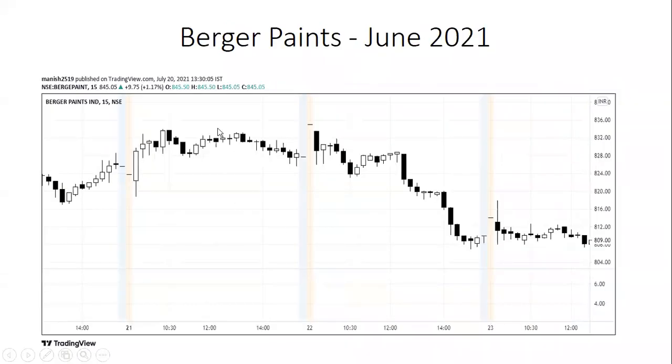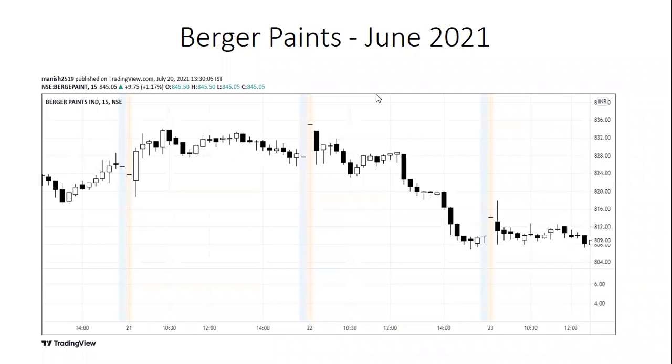Berger Paints. Now here we will also discuss the entry point, and we will also discuss stop loss. So this setup we got in the month of June, 22nd June. First candle you can see, this is the master candle. Now tell me guys, where to enter? In which candle will you take entry? Let's see.